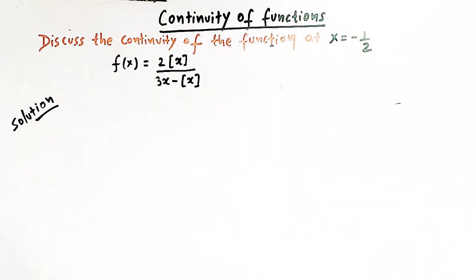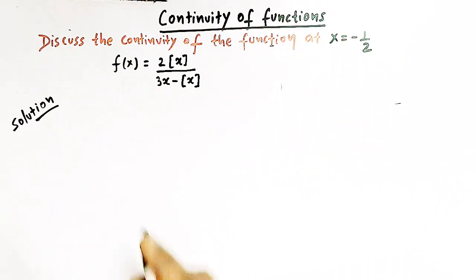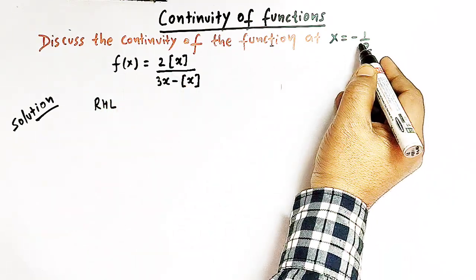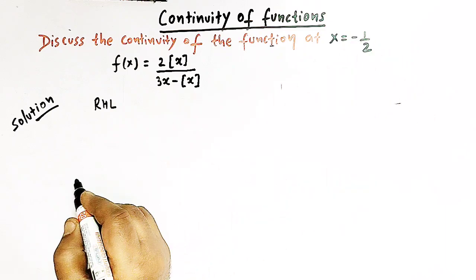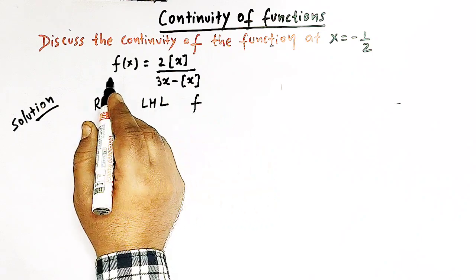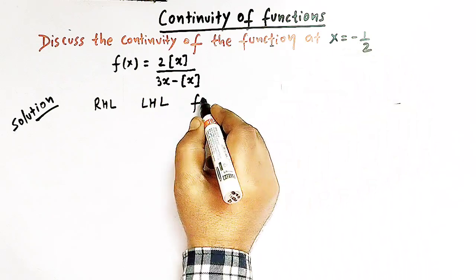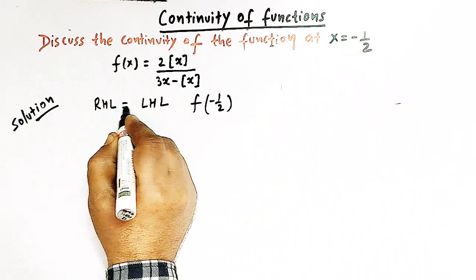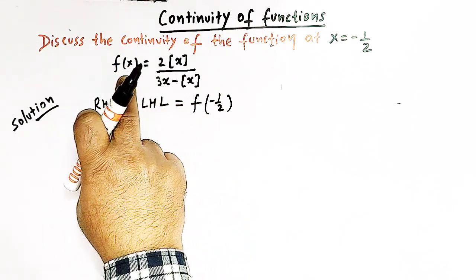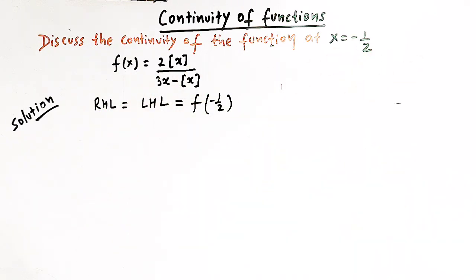Now to check the continuity of this function at x equal to minus half, we have to find the right hand limit of this function at this point, x equal to minus half, and then we'll find the left hand limit, and then we'll find the value of this function at this point, that is minus half. And if these three quantities are equal to each other, then we can claim that this function f of x is continuous at x equal to minus half, right?